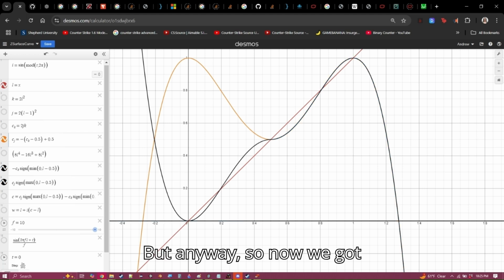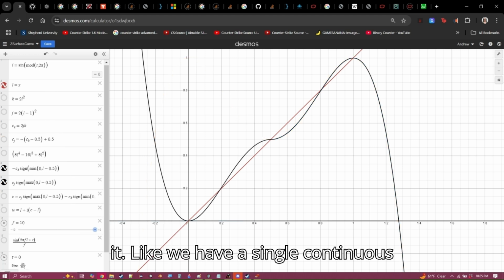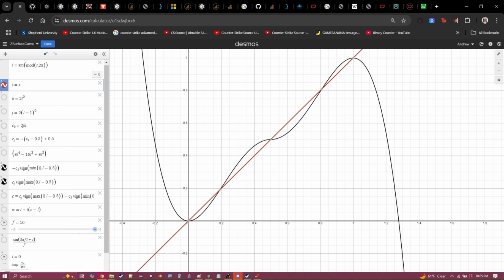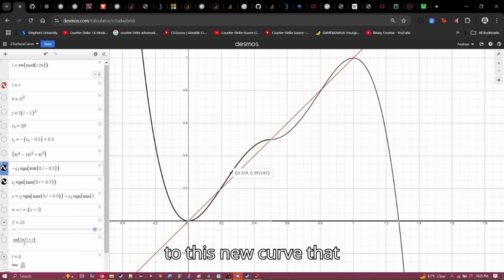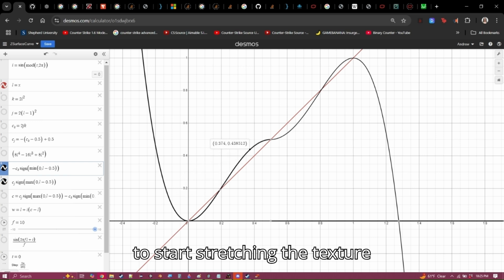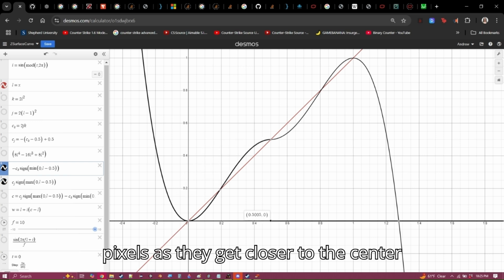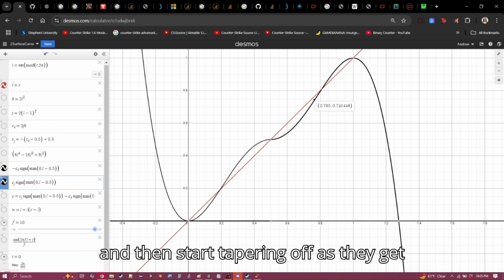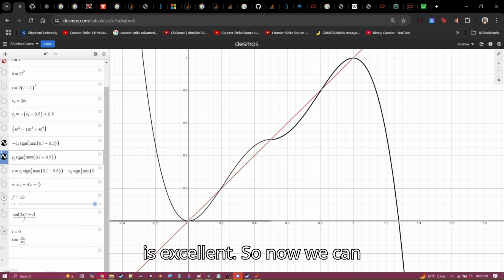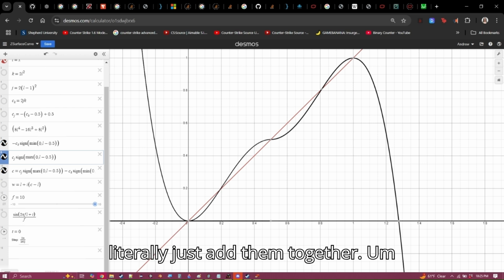But anyway, now we got it. We have a single continuous curve that we can use to map the UV components to this new curve, that will give the appearance of stretching the texture pixels as they get closer to the center, and then start tapering off as they get further from the center. So that is excellent. Now we can literally just add them together.